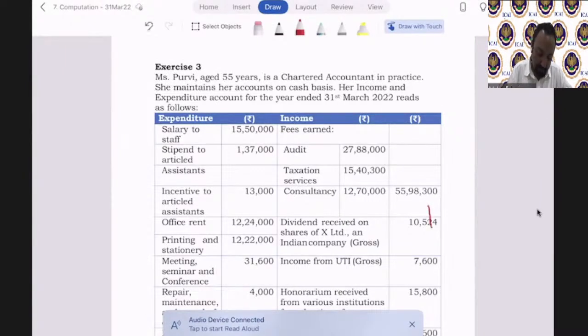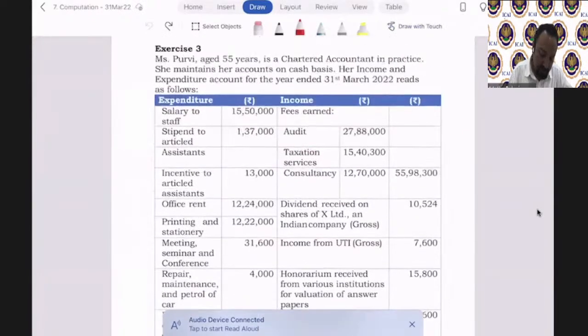So first, Purvi is aged 55 years. As I told you, you need to see whether a particular piece of information is additional or unnecessary information, that is, confusing information. 55 years is irrelevant because you need to know whether the person is a senior citizen or not. She is a chartered accountant in practice. Relevant or not? Probably if you are applying 44ADA, where books are not maintained, this is relevant. Otherwise, it is not relevant.